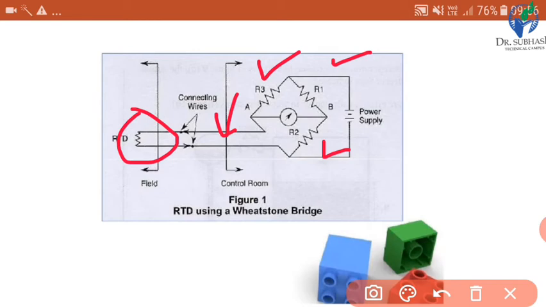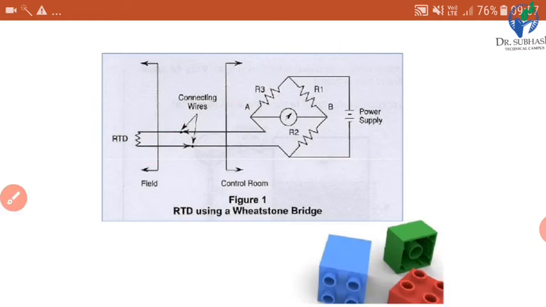So how does this circuit work? We know that initially the bridge should be balanced. Now whenever the resistance of the RTD changes, it will be detected in the detector of the Wheatstone bridge. So this way a very small change in resistance may be measured using this arrangement. So this is the typical RTD using a Wheatstone bridge.